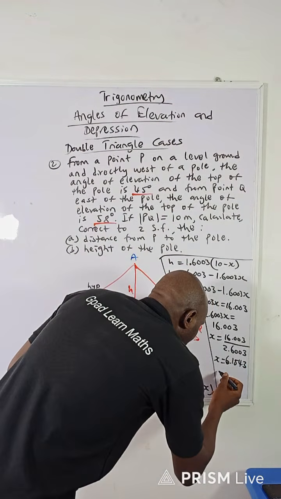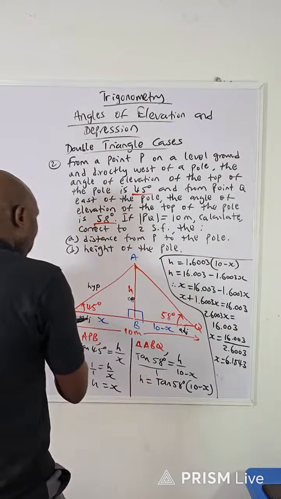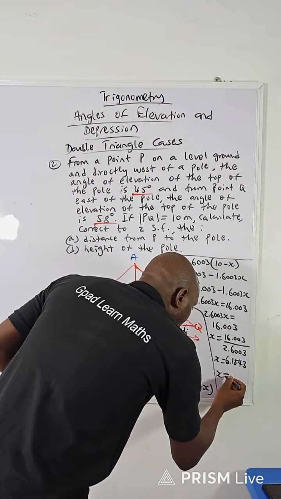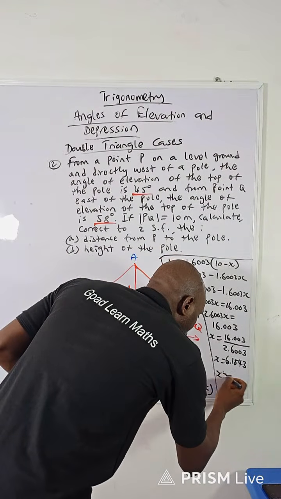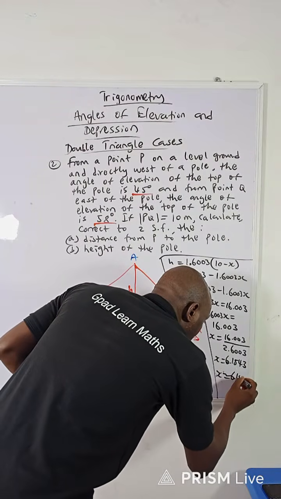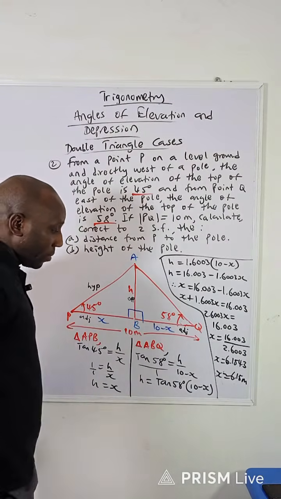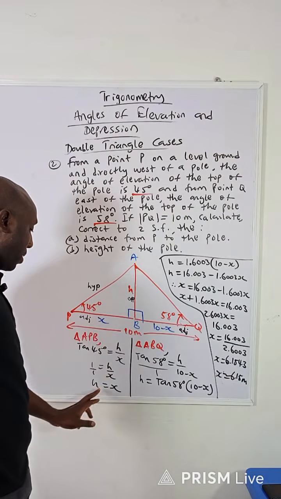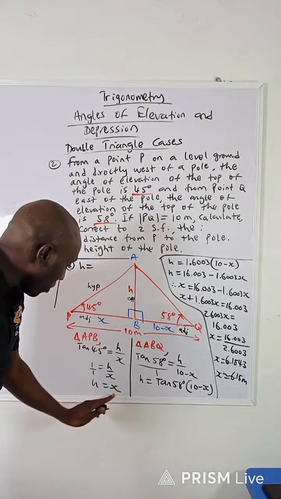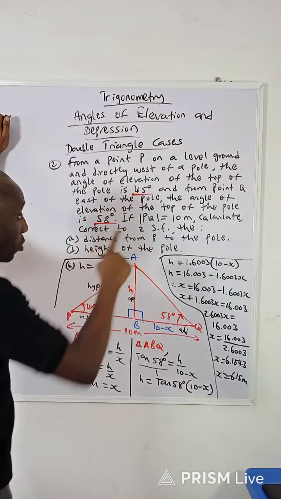But I can just approximate that the distance from P to the base of the pole on the ground will be approximated to 6.15. I think it's meters. Yeah, h is equal to x, see here. So the height is also, since h is equal to x, and since x is this, the height of the pole is also, oh, they said to 2 significant figures.